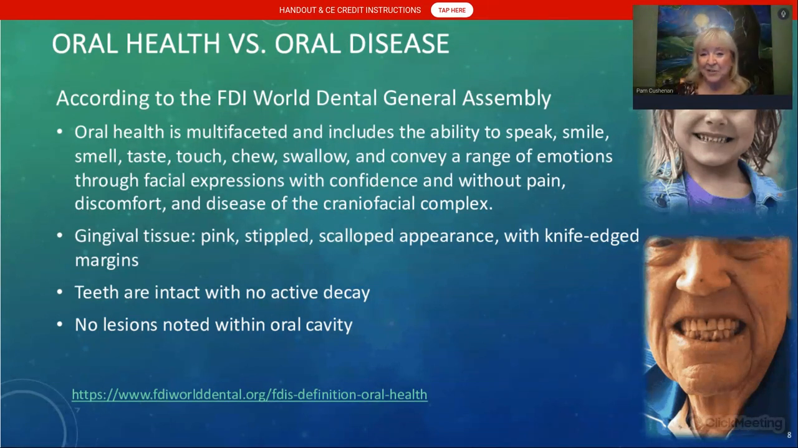We know as dental professionals, when we have a patient in our chair and we're doing our initial assessments, that gingival tissue, when it's pink and stippled and scalloped edged and knife edged margins between the teeth, that's some healthy looking gum tissue, right? We want to make sure the teeth are intact, that we don't see any active decay, and that we, during our intraoral exam, note no lesions.